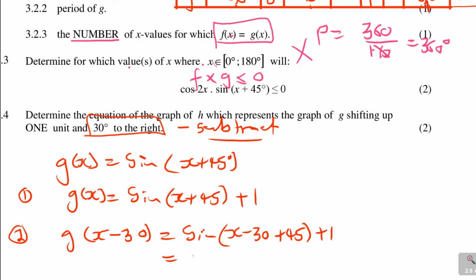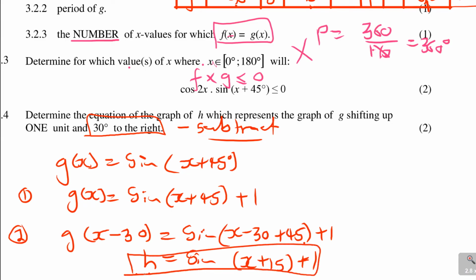So you're going to get sine of x minus 30 plus 45, which is x plus 15, plus 1. Now this g of x minus 30, they say you must call it h. So that's the h of x they are saying. So the h of x there is equal to sine of x plus 15, plus 1.